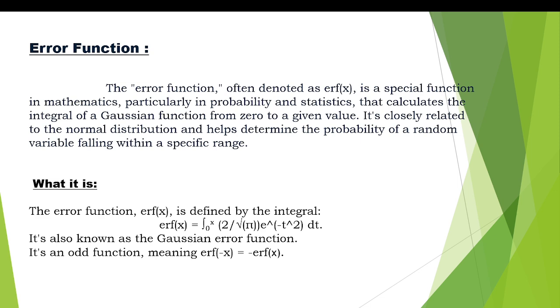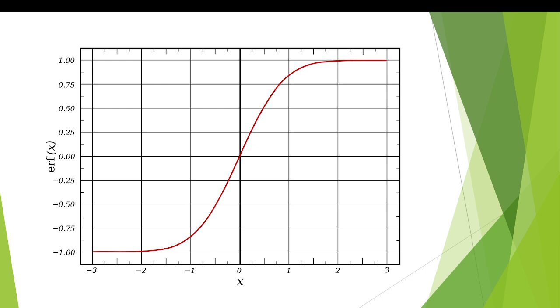specific range. The error function erf of x is defined by the integral erf of x equals the integration from 0 to x of 2 divided by root pi, e to the power minus t square dt. It is also known as the Gaussian error function. It is an odd function, meaning erf of minus x is equal to minus erf of x. Here I have plotted the error function from the minus 3 to plus 3 domain. From seeing the graph, you can say that this is an odd function.